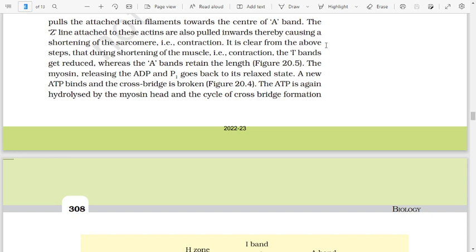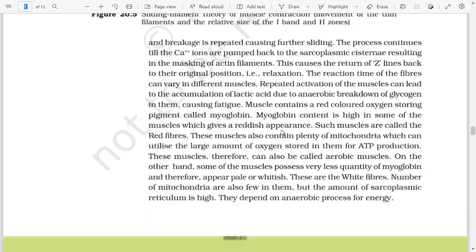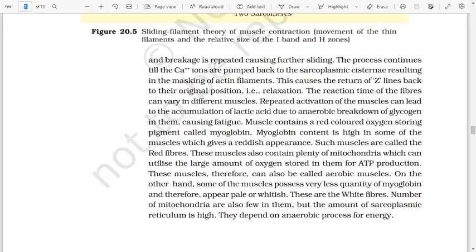It is clear from the above steps that during shortening of the muscle, i.e., contraction, the I bands get reduced, whereas the A bands retain their length, figure 20.5. The myosin, releasing the ADP and Pi, goes back to its relaxed state. A new ATP binds and the cross bridge is broken, figure 20.4. The ATP is again hydrolyzed by the myosin head and the cycle of cross bridge formation and breakage is repeated causing further sliding.